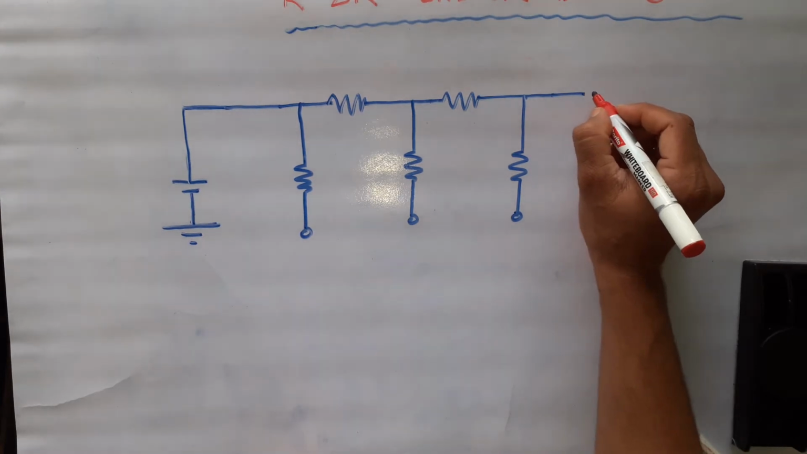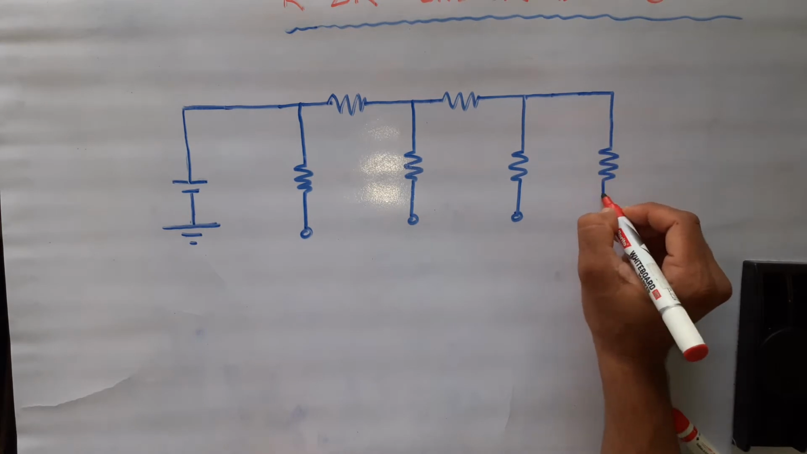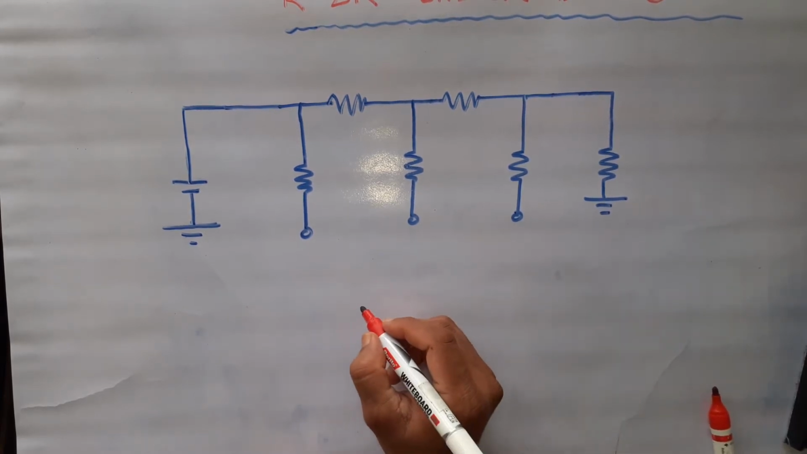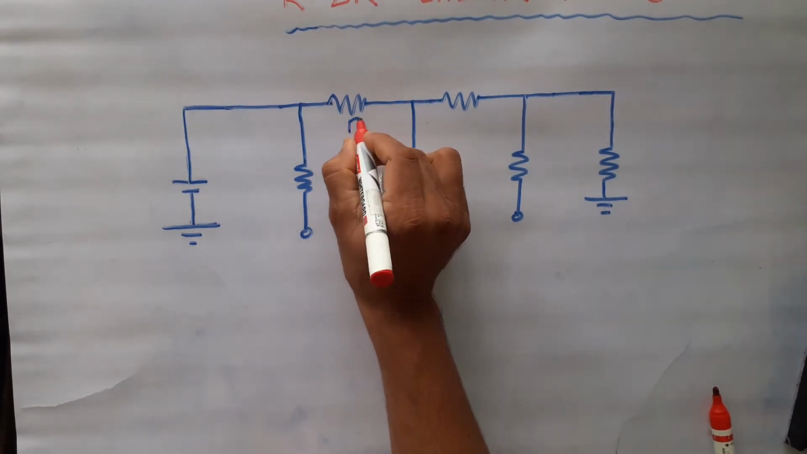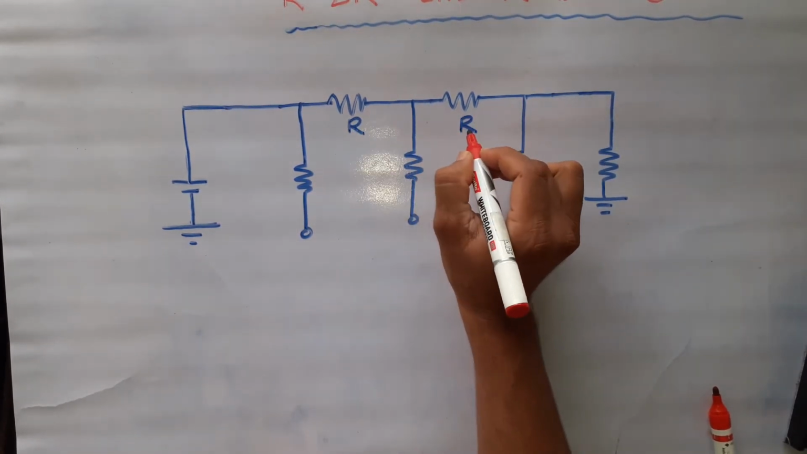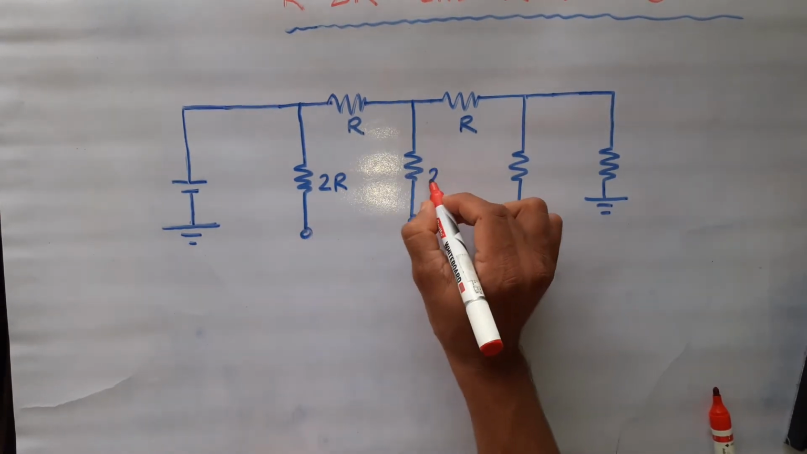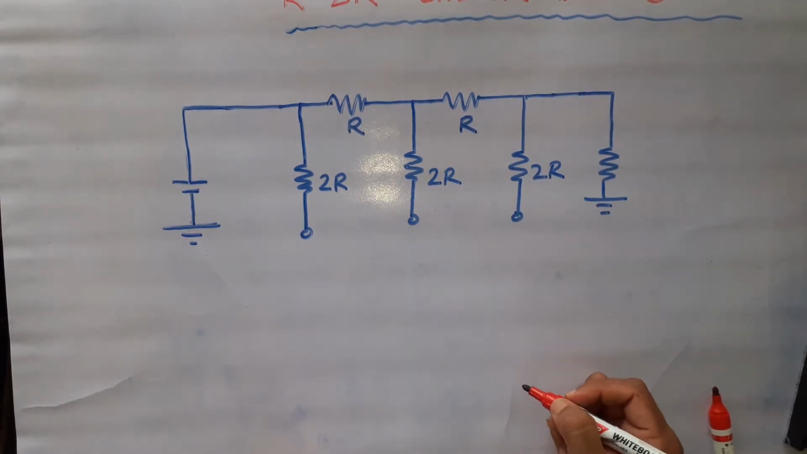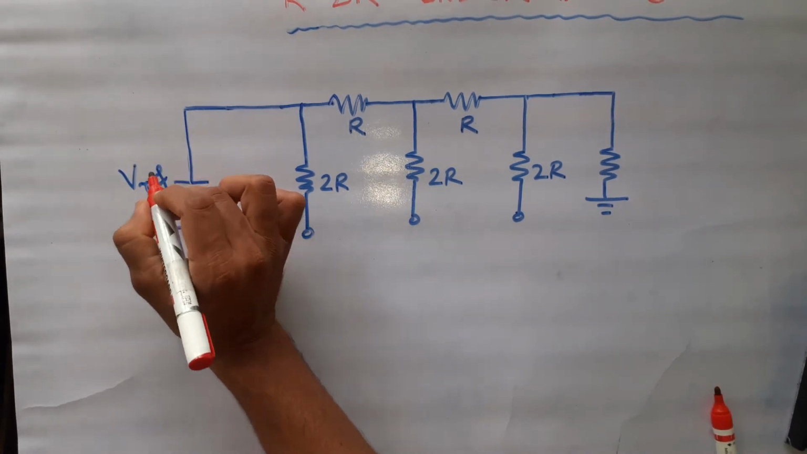You will have one more resistor here. So if this is your R, then these resistors will be 2 times of your R. Here you will be applying V reference, the input V reference voltage.